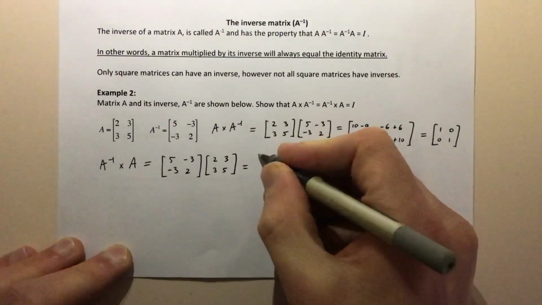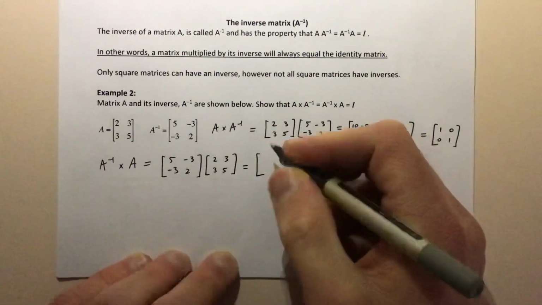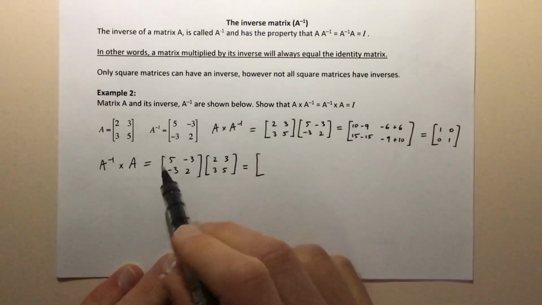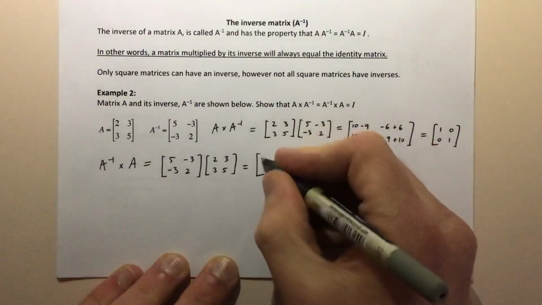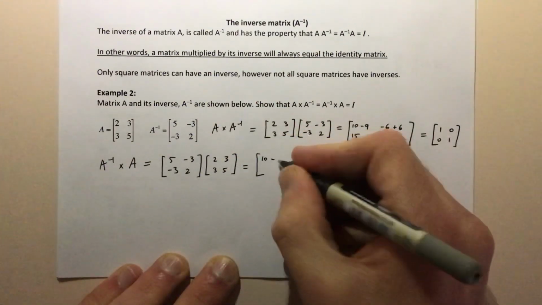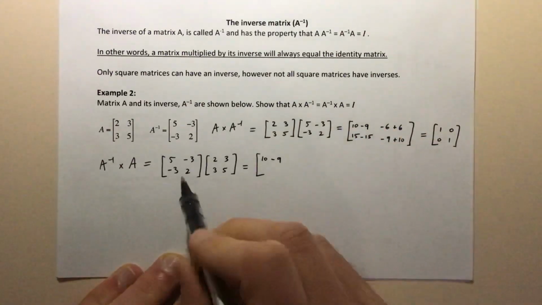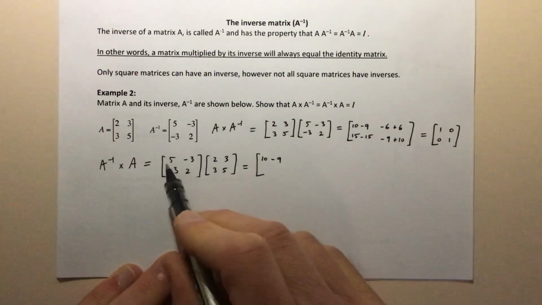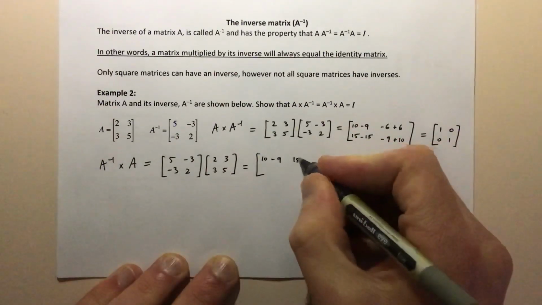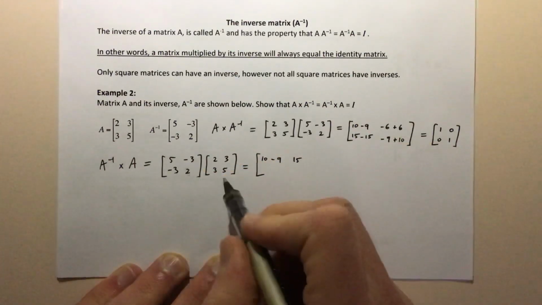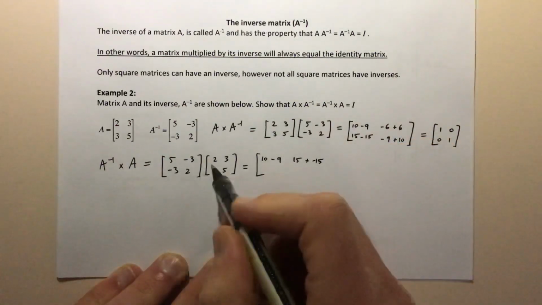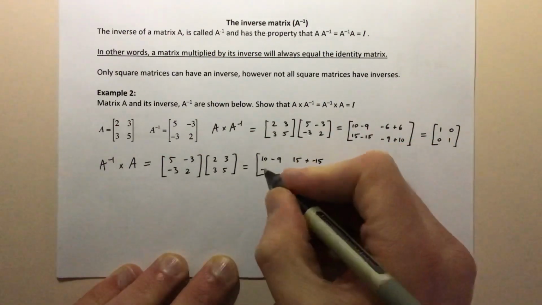Right, but we're going to show, using our matrix multiplication, that we should get the identity matrix again, even if we do this multiplication the other way around. So crossing down, 5 times 2 plus negative 3 times 3, so actually that gives us a takeaway 9. If I go to the second column, so first row, second column, 5 times 3 is 15, plus negative 3 times 2 gives me negative 6.